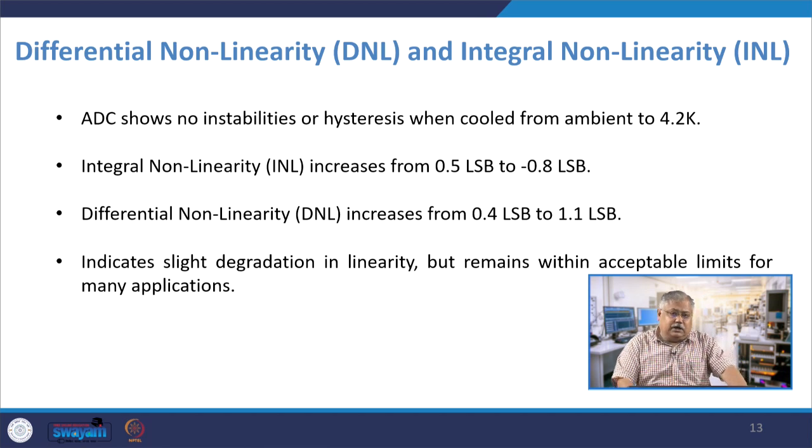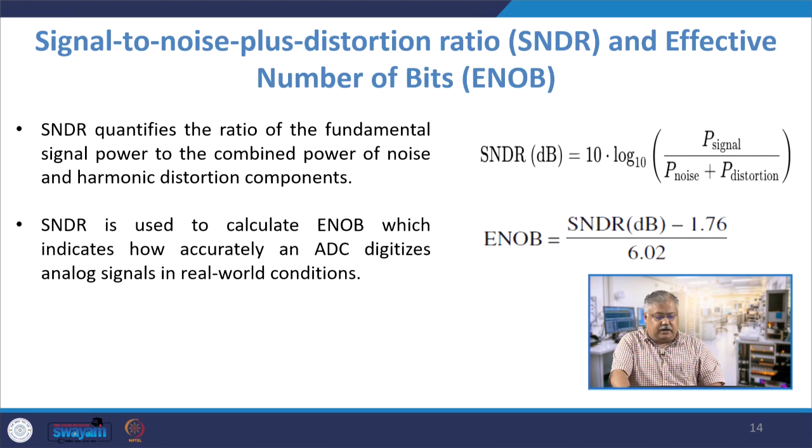Now, what comes to our rescue is that the ADC does not show any instability or hysteresis when cooled to approximately 4 Kelvin. Typically INL should not exceed 1 LSB, and it has been seen that it increases from 0.5 to 0.8, and DNL increases from 0.4 to 1.1 when you go to extremely low temperatures around the millikelvin region. There is a degradation of course, but within limits, and it works fine across it.